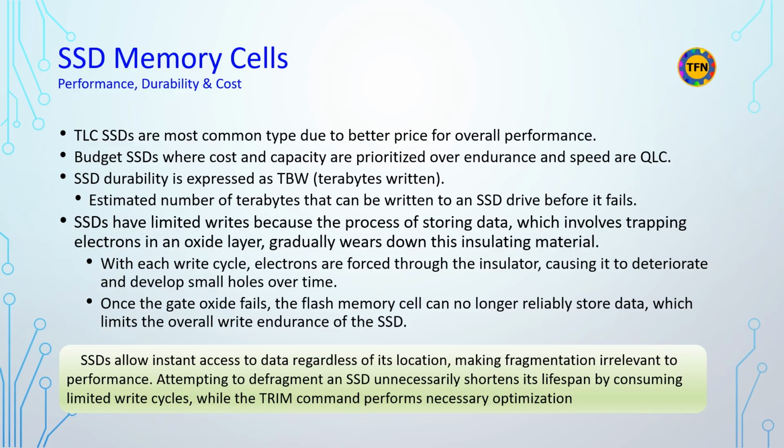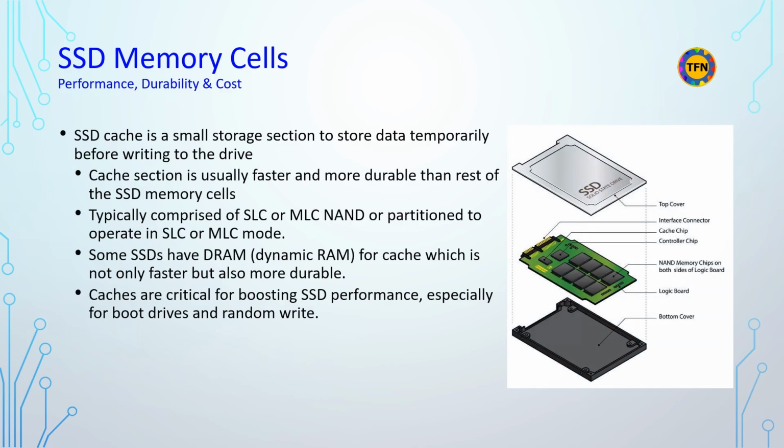SSDs do not need defragmentation like traditional spinning hard disk. Attempting to defragment an SSD unnecessarily shortens its lifespan by consuming limited write cycles, while the trim command performs necessary optimization. SSD cache is a small storage section to store data temporarily before writing to the drive.